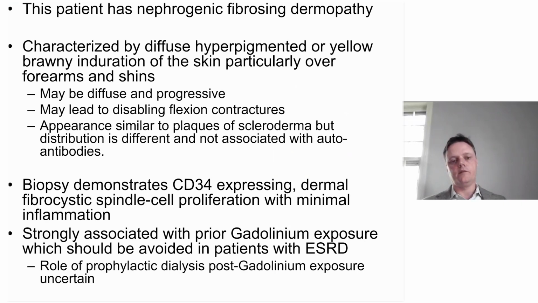The appearance is very similar to plaques of scleroderma, but the distribution is different and is not associated with autoantibodies. Biopsies demonstrate CD34 expressing dermal fibrocytic spindle cell proliferation with minimal inflammation. It is strongly associated with prior gadolinium exposure that should be avoided in patients with end-stage kidney disease.